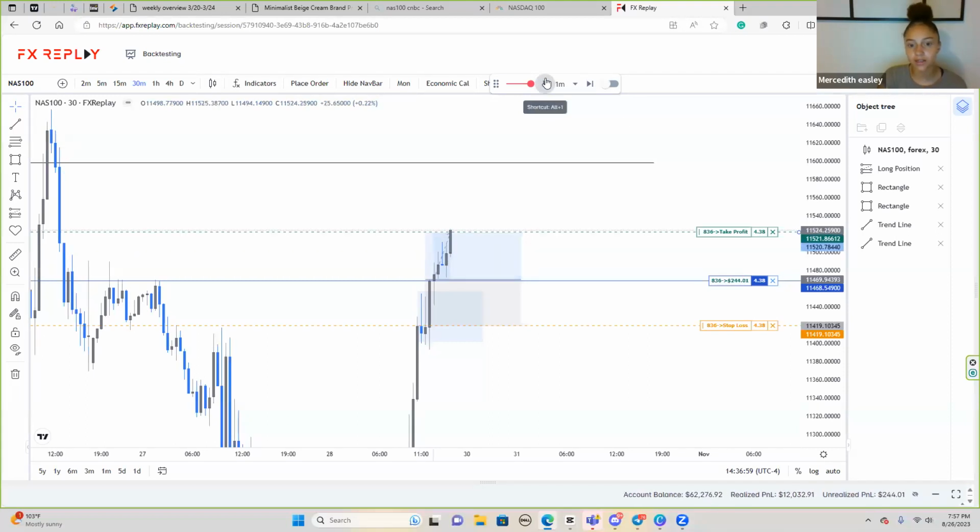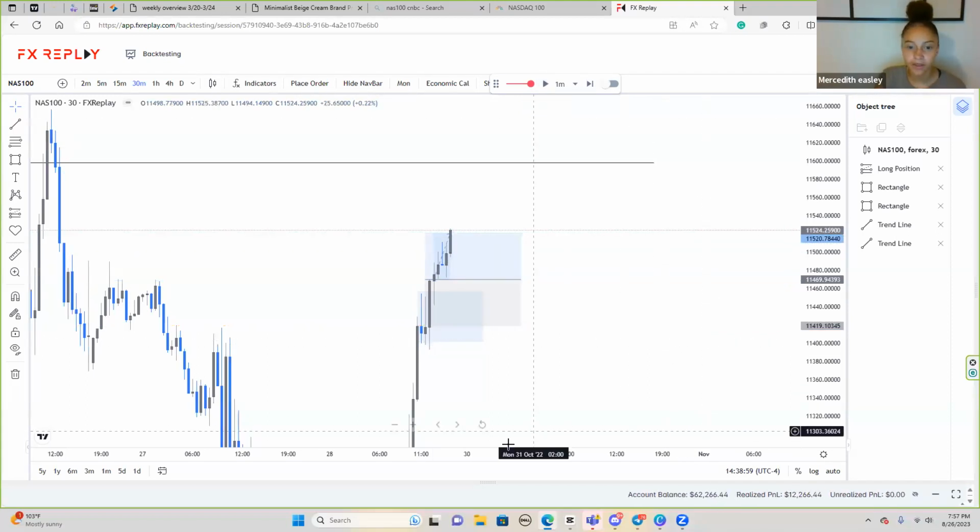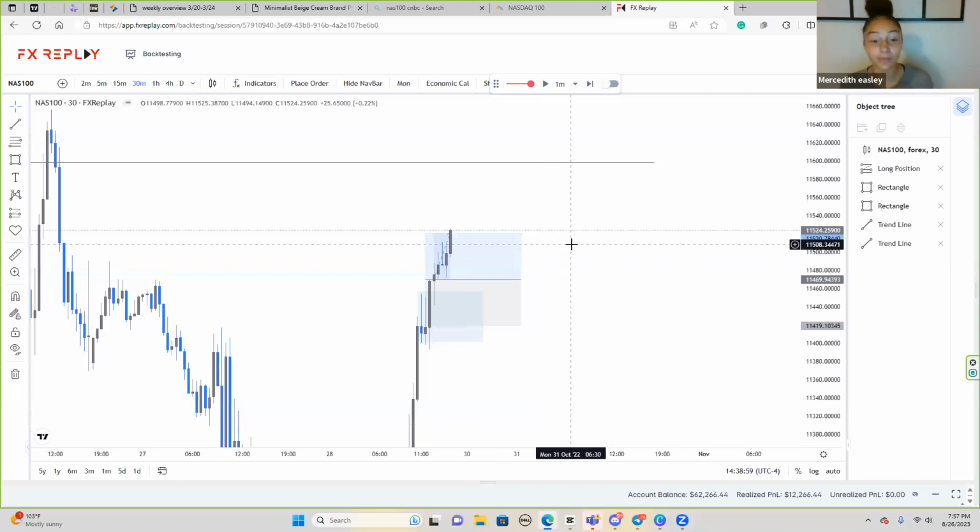Boom. Let's say, look at that. And boom, it took me out. So this is a super cool way to backtest. If y'all need backtesting software, FX Replay is way better than TradingView. I had to get off there real quick because look at this.